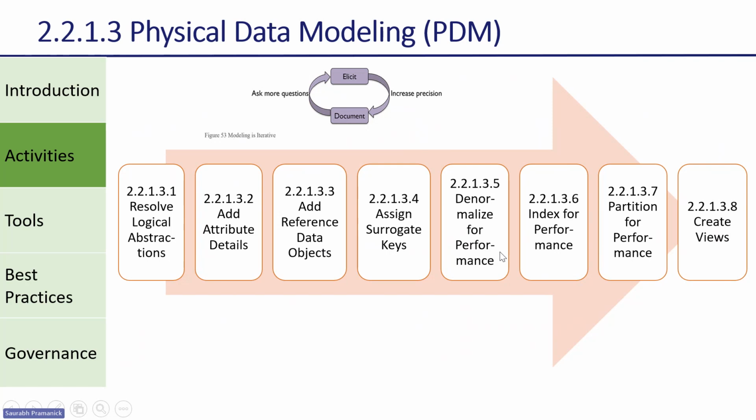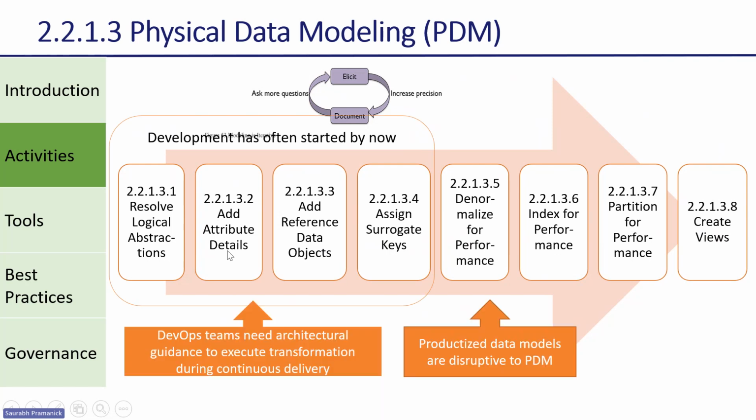Then you have the keys and the associations that you can use. What is the primary key, and what are the primary key constraints that you want to have, like unique, null, non-null? Those kinds of things will all start coming in. And here you can do the indexing, partitioning, and creating of the views. All of it will happen in the physical data modeling.